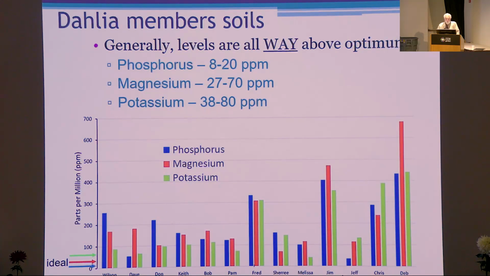Generally, if you look at all of the dahlia gardens' soil tests that I've seen, you can see that the levels of phosphorus, magnesium, and potassium in our yards are way off the charts. These little arrows down on the left, representing the three different colors and the three different minerals, are what are considered optimum. So we are off the charts in that. Any soil scientist that looks at this says, I don't know how you can grow anything. But obviously we're proving them wrong every day.